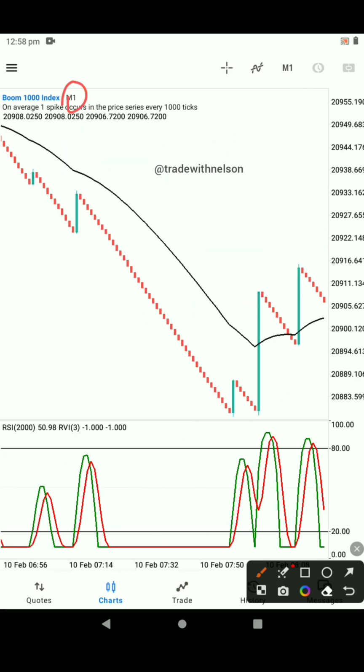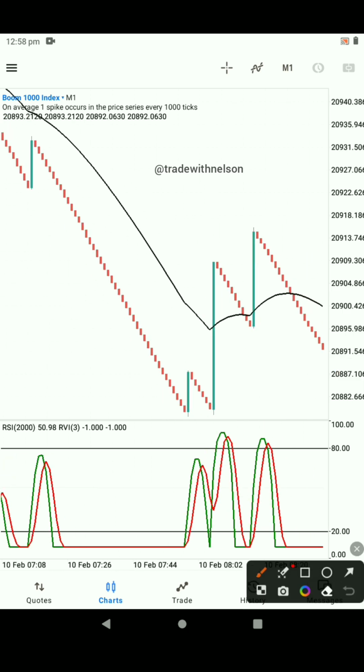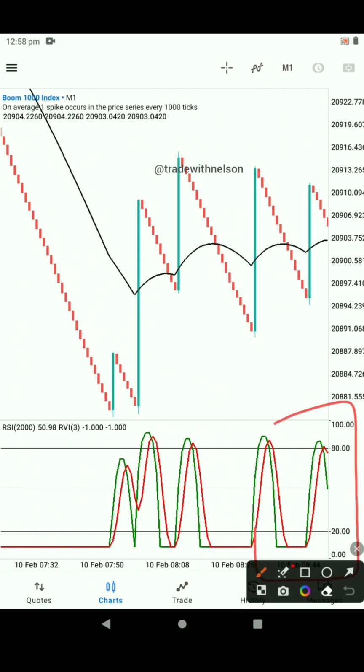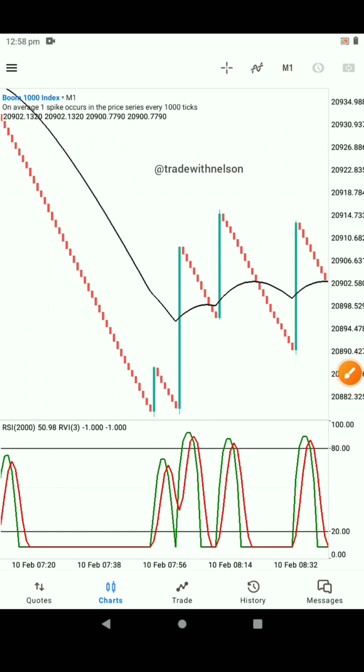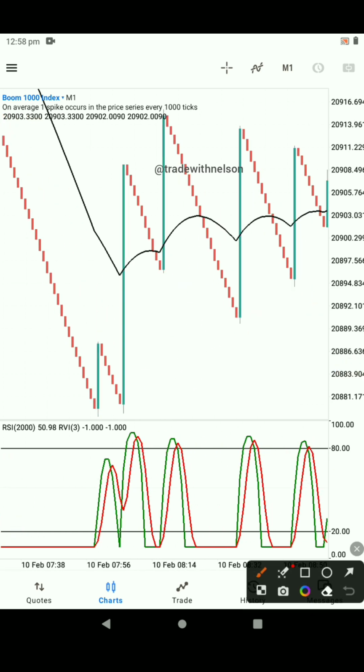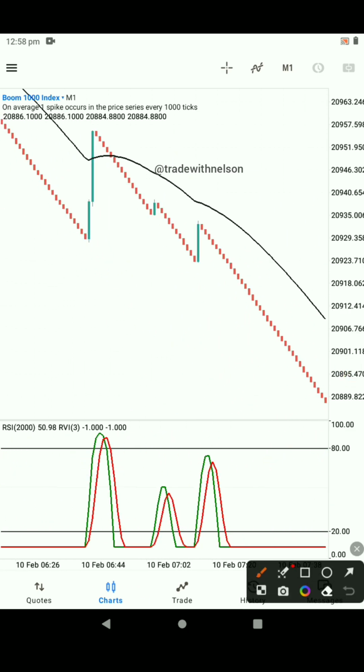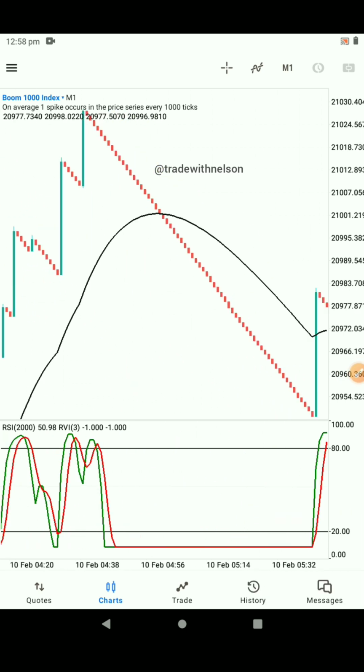I am on the 1 minute time frame and this is boom 1000. If you look carefully, I have three indicators on my chart. I have the moving average, which is the trend following indicator, and here I have the RSI, which is the relative strength index, and the RVI, which is the relative vigor index. The relative vigor index helps us to know when the market is about to change trend in the higher time frame, and the RSI helps us to know the exact level where we should pay our attention for the trend to change.